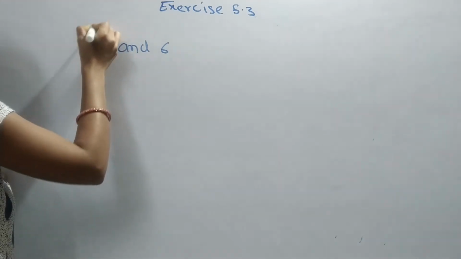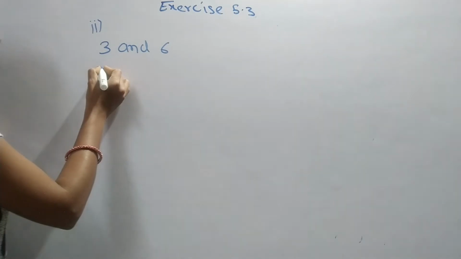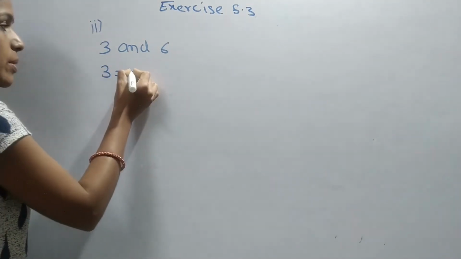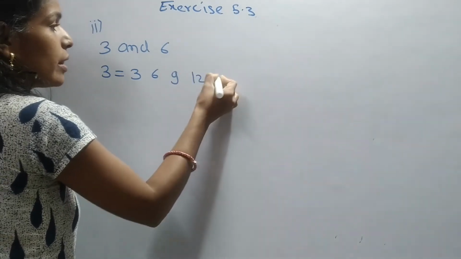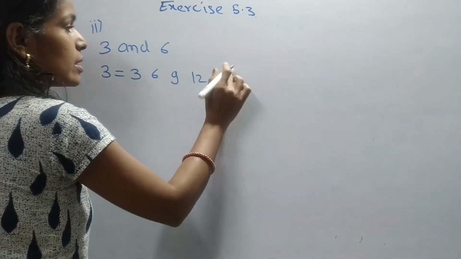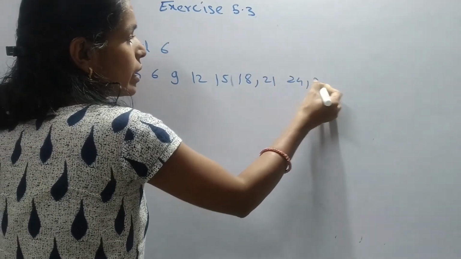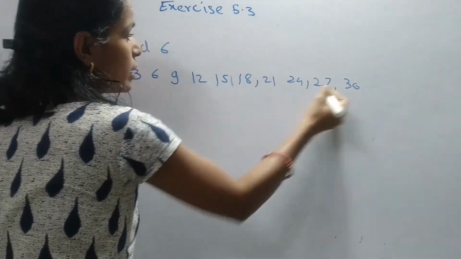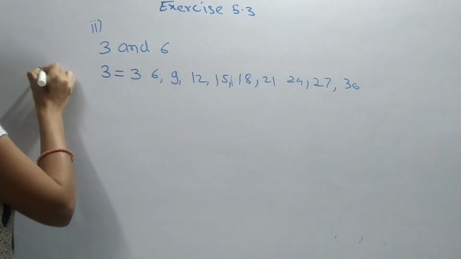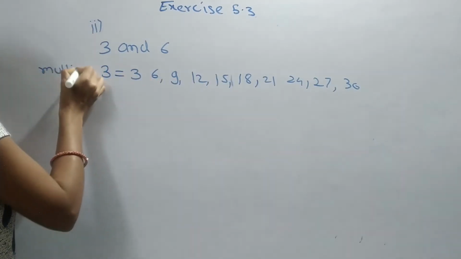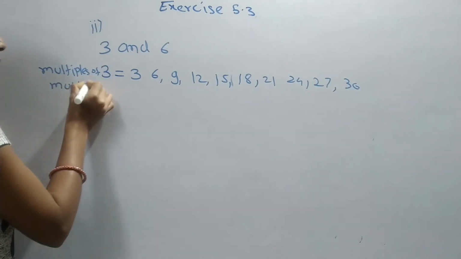Let's write the multiples of 3. What are the multiples of 3? 3 ones are 3, 3 twos are 6, 3 threes are 9, 3 fours are 12, 3 fives are 15, 3 sixes are 18, 3 sevens are 21, 3 eights are 24, 3 nines are 27, and 3 tens are 30. These are the first 10 multiples of 3. Now, let's write the multiples of 6.